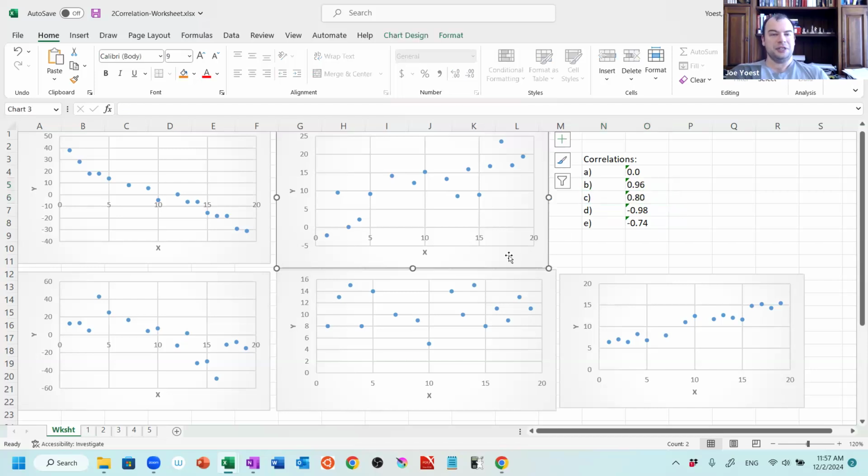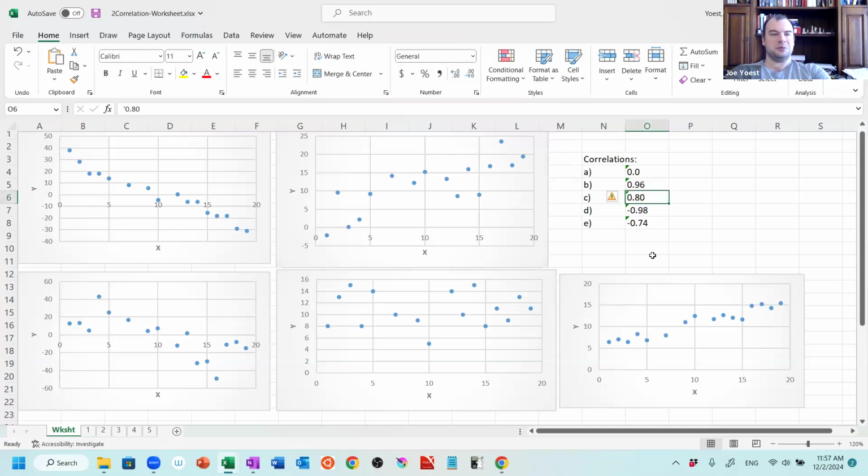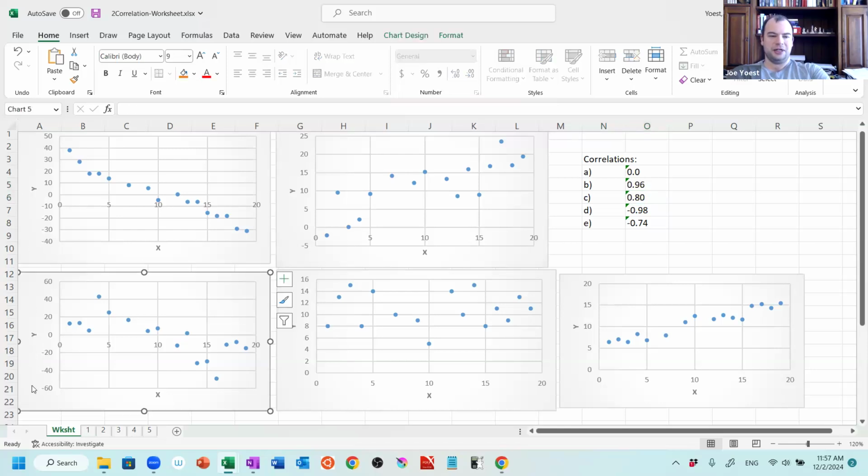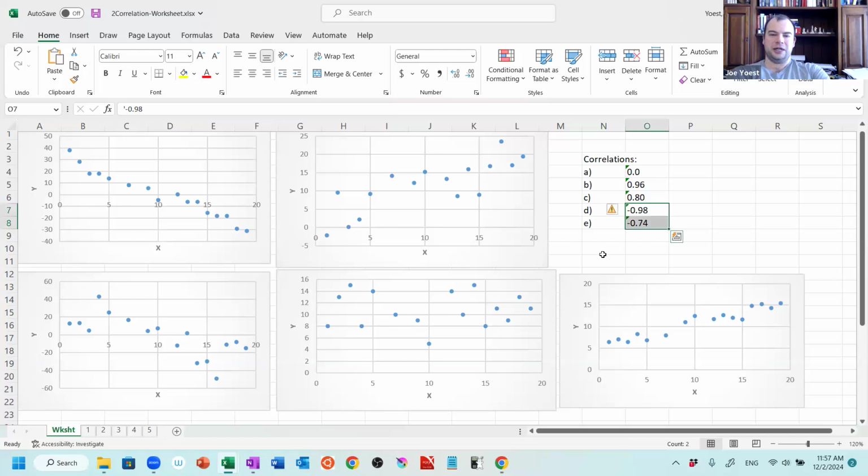And my top middle still has a decent degree of linear relationship, not quite as linear as the bottom right, but still a decent degree and still positive. That's my 0.8. And then likewise, my 2 on the left here are my negative linear relationships. Very strong degree of relationship on the top left, and a little weaker degree on the bottom left. And they're both negative relationships. So these are going to be D and E here, negative 0.98 and negative 0.74.